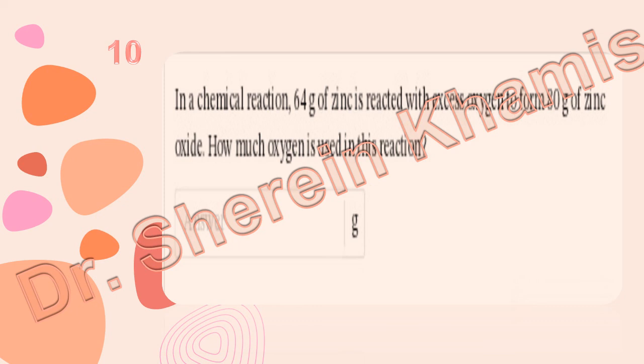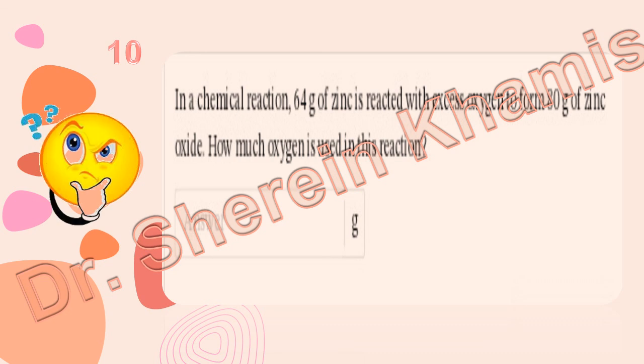of zinc oxide. How much oxygen is used in this reaction? Okay, we want to get the amount of oxygen that we use to make the reaction. We said that we achieve the law of conservation of mass. So we have the product 80 and one of the reactants 64, so we will make a subtraction: zinc oxide minus zinc will give the oxygen amount at the end. So we make 80 minus 64, which gives 16 gram.